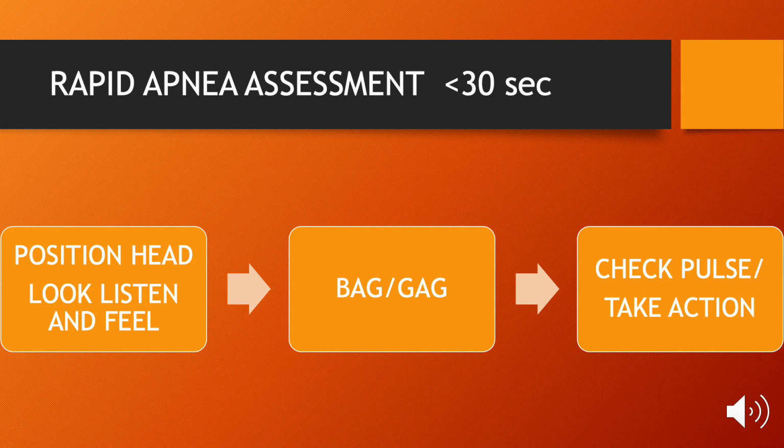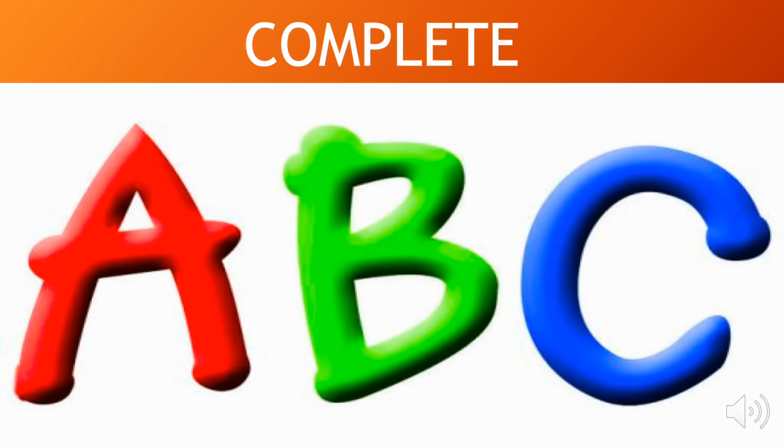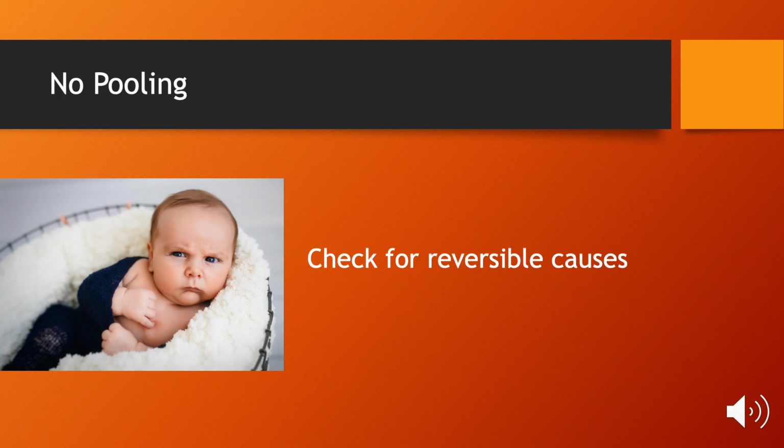In this patient, we had a yellow airway. So we moved on, completed the ABCs, breathing and circulation. The patient was breathing and the circulation was adequate. So we move on, acknowledging the patient had no pooling of secretions and no emergent need for intubation. So we check for reversible causes.